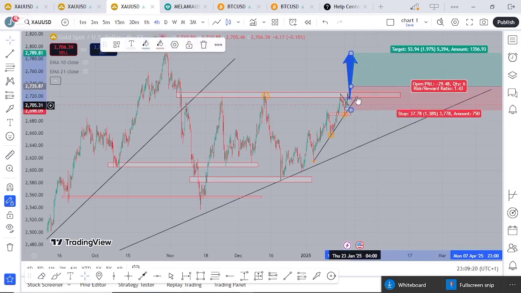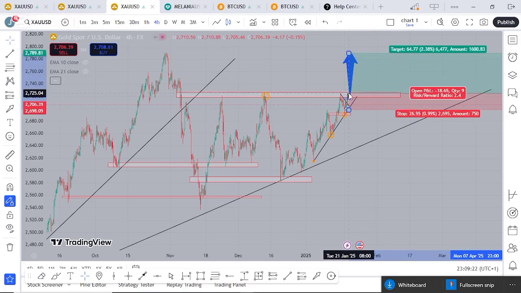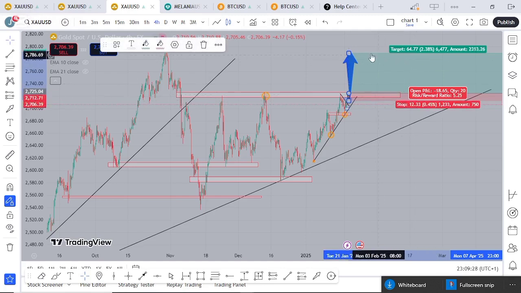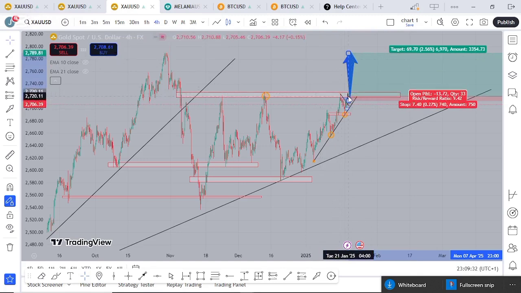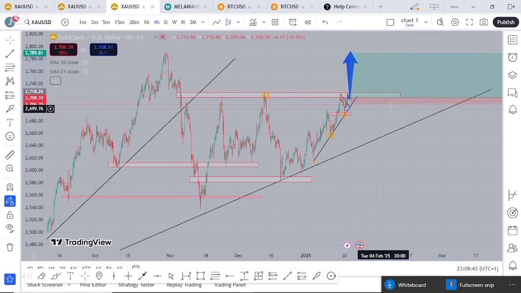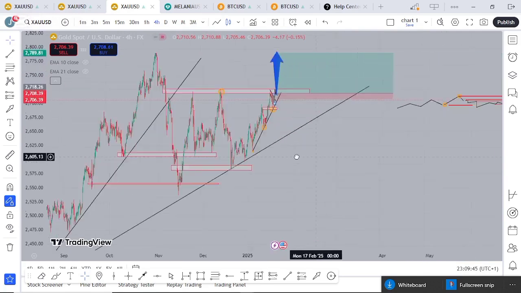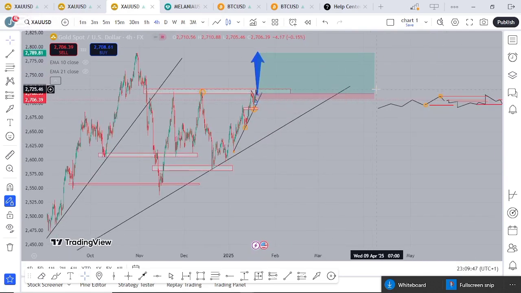Yeah, this is it. Okay, our take profit is 100, and our take profit, sorry, is almost 700 pips. So we are on a ratio of 1:7. What a nice trade, guys. Ratio 1:7.